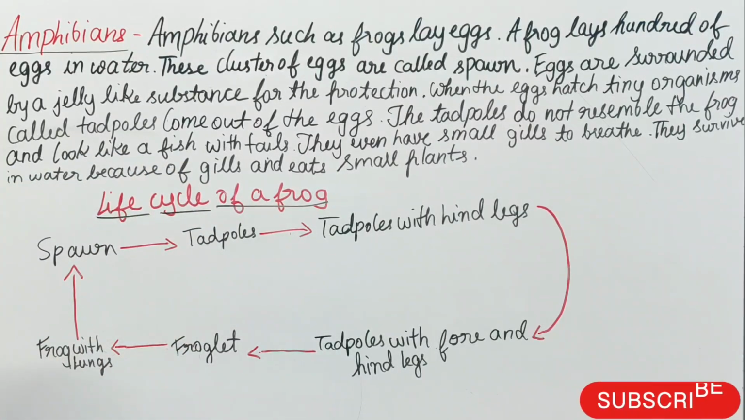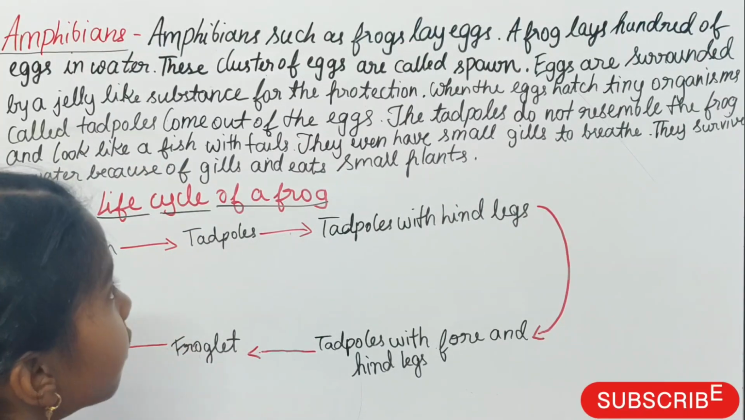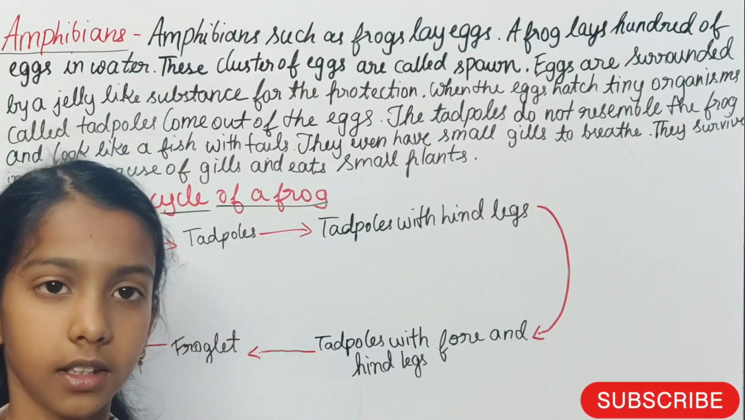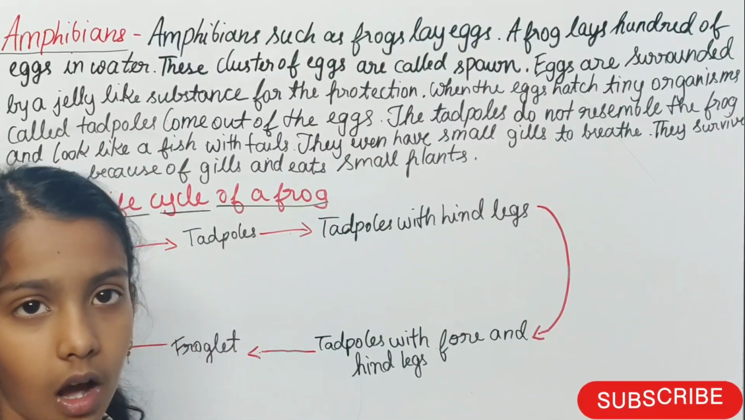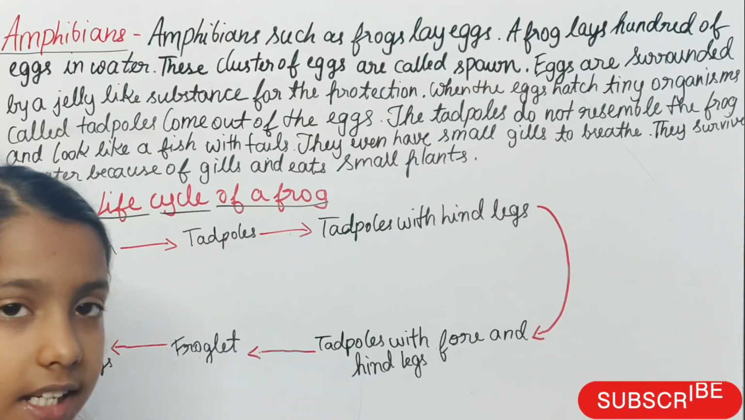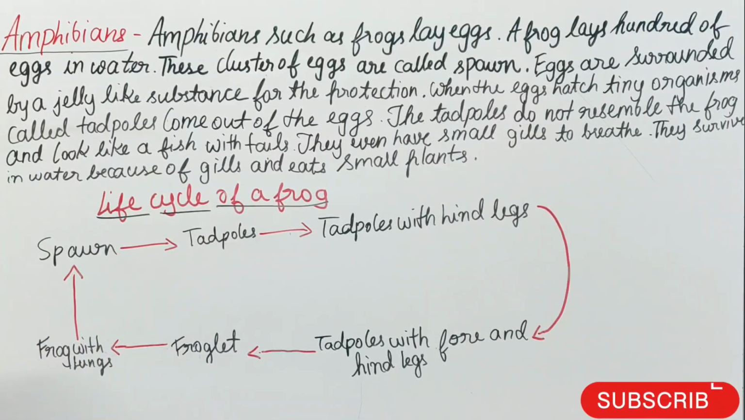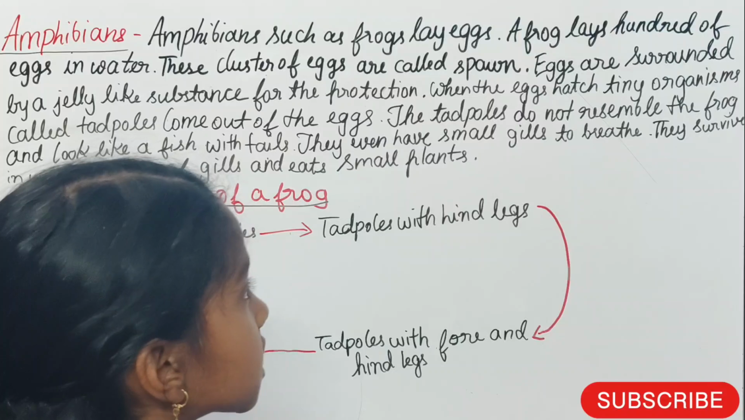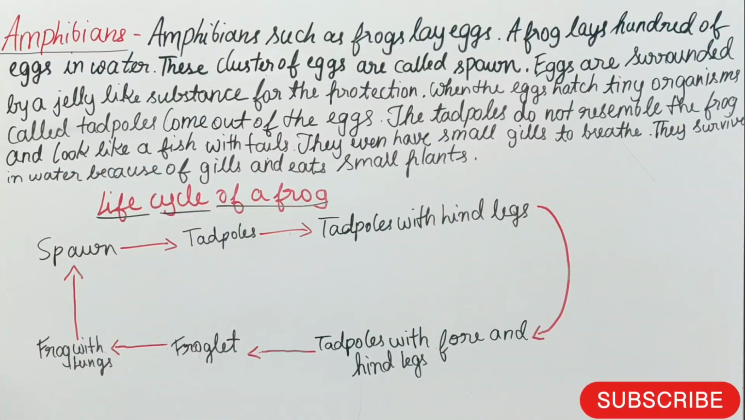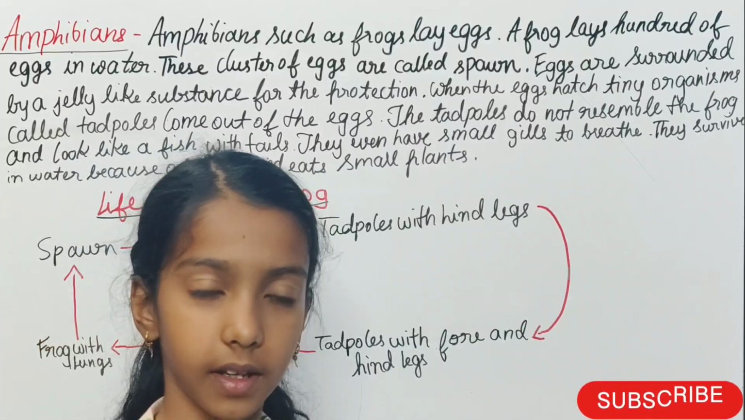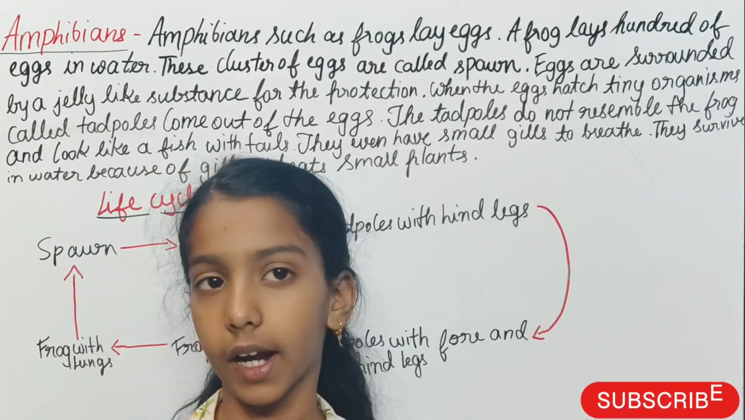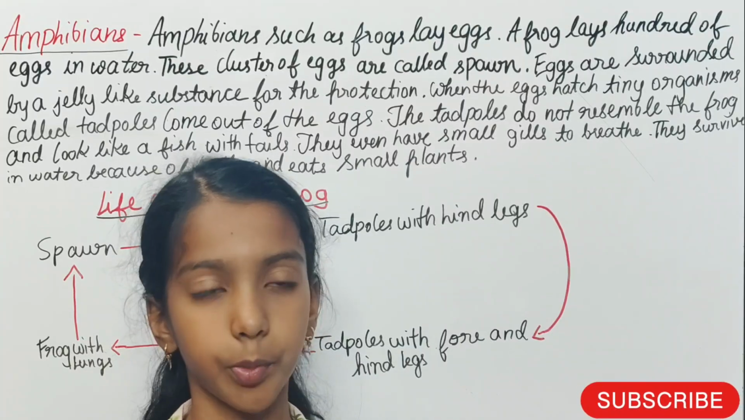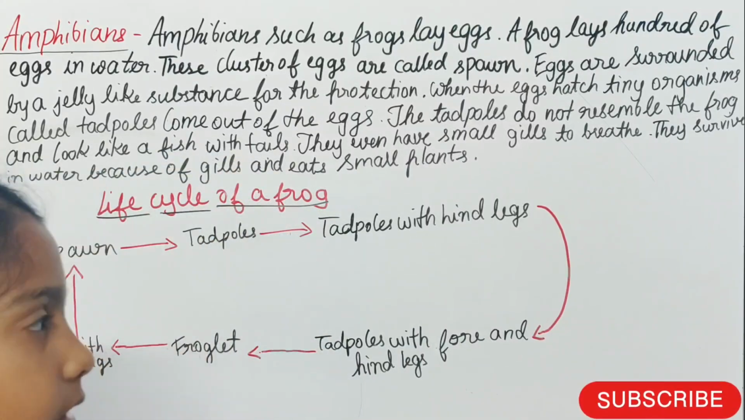Eggs are surrounded by a jelly-like substance for protection. When the eggs hatch, means when the eggs break, tiny organisms called tadpoles come out of the eggs.